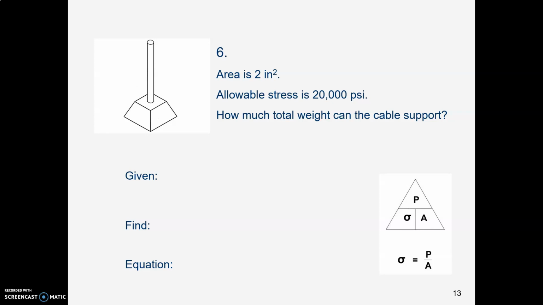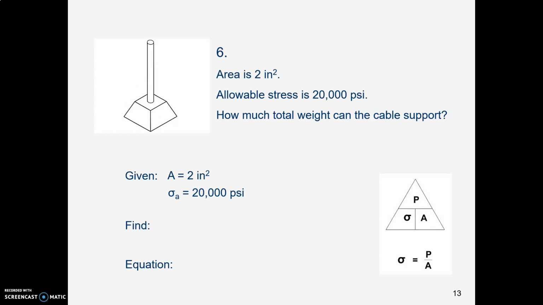Question is, how much total weight can this cable support? Let's say this is a crane out on a job site, and you've got the weight of the cable and the weight of whatever it is you're lifting. What is the total weight that this thing can support? If you're only allowing yourself 20,000 psi, what are we given? We know the area is 2 square inches. We know the allowable stress, which we just figured out, is 20,000 psi.